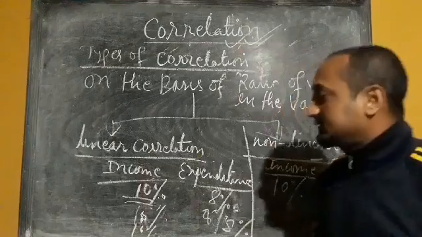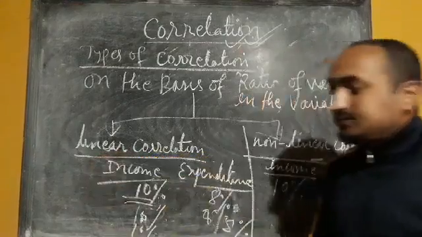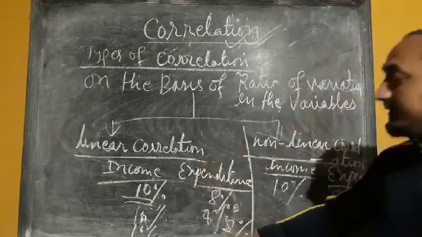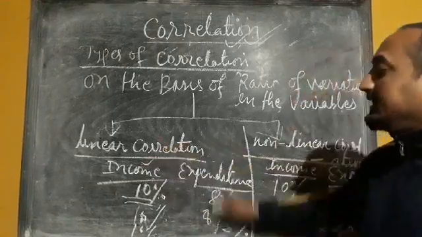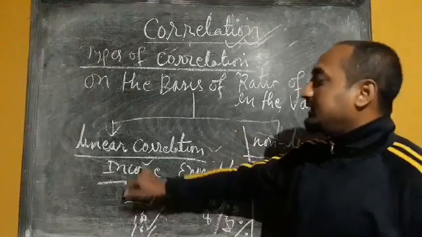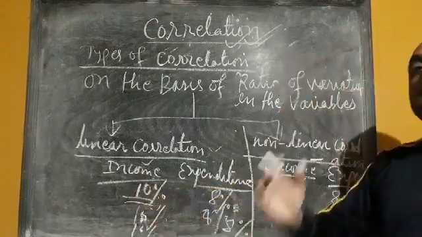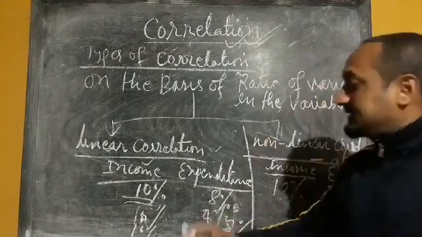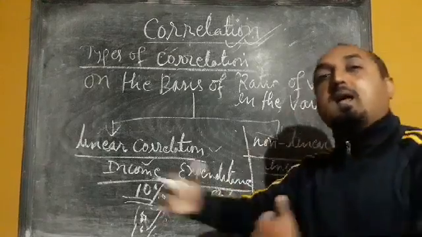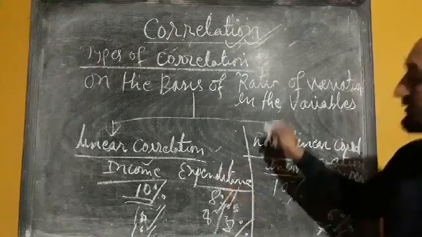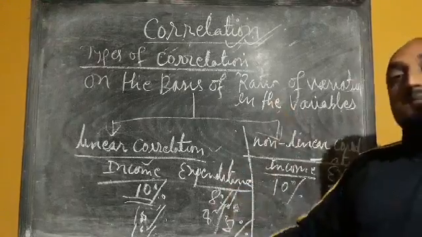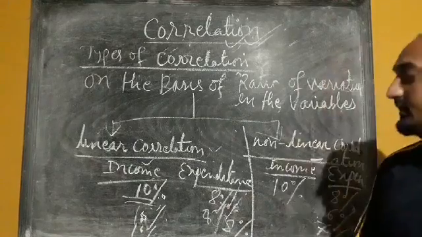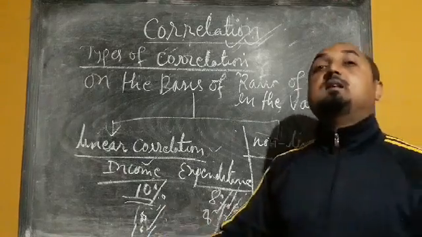Once again, please try to understand this concept. Linear correlation means when the value of a variable is changing, and suppose we have considered income and expenditure. Now if your income is changing by 10% and due to that, your expenditure is changing by 8% every time, meaning first time it is changing by 8%, second time also 8%, third time also 8%, then that can be considered as a linear correlation.